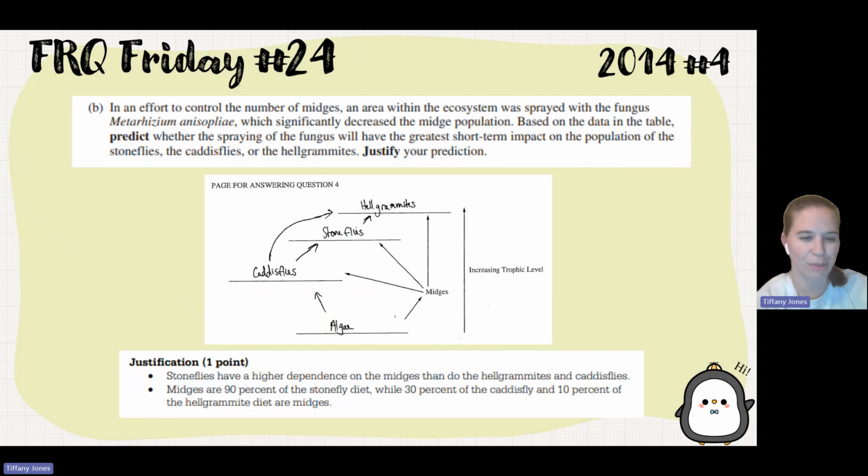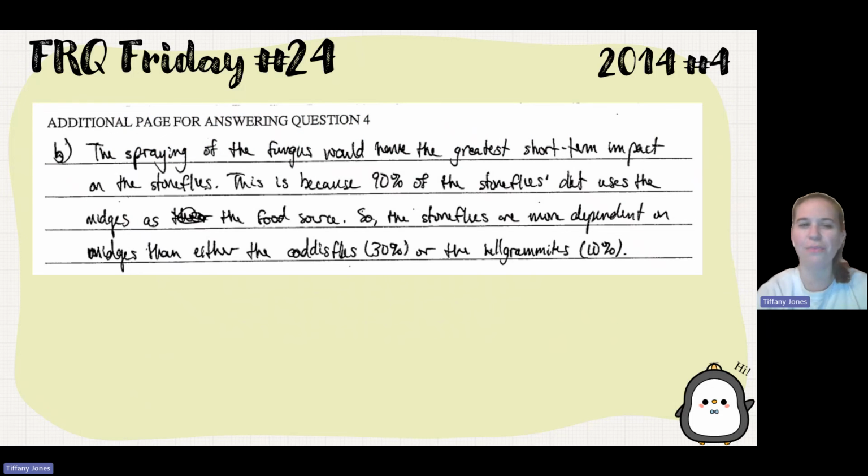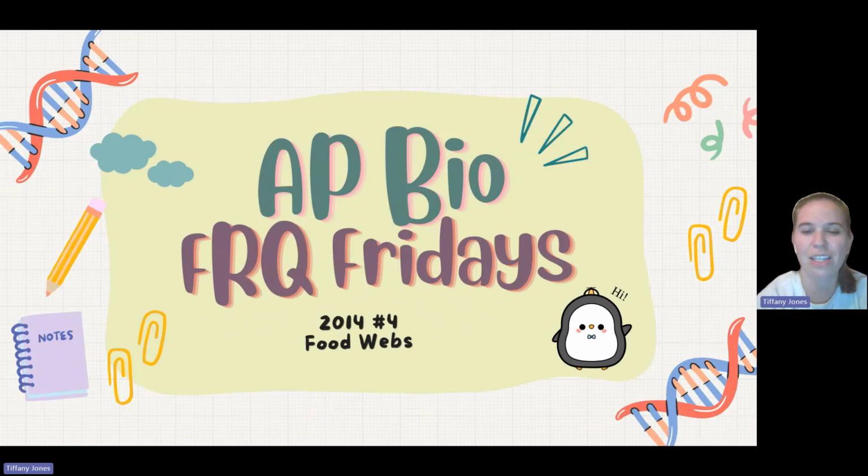Then here, of course, was the student's answer. The spraying of the fungus would have the greatest short-term impact on the stoneflies. This is because 90% of the stoneflies' diet uses the midges as their food source. So the stoneflies are more dependent on midges than the caddisflies or the hellgrammites.